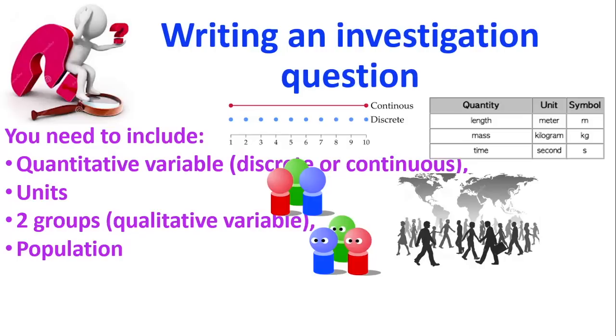Then we talk about our population. So who is that population we're interested in? Are we interested in just teenagers in New Zealand? Are we just interested in teenagers at OSC? Who are the group of people that we're interested in?